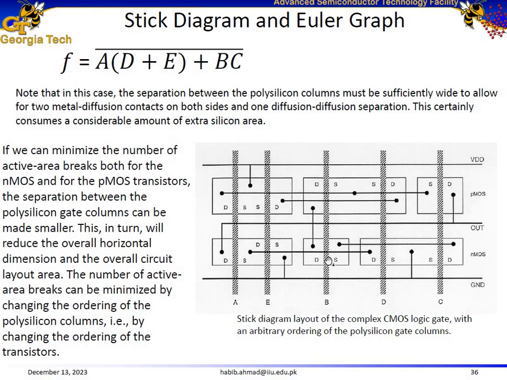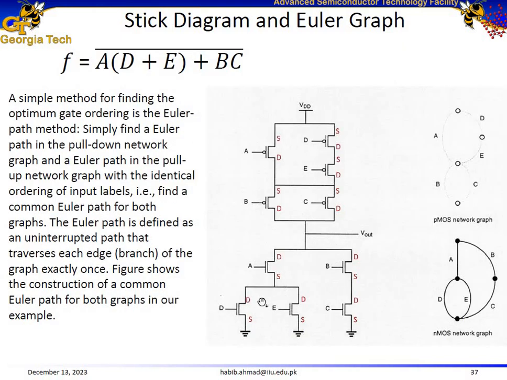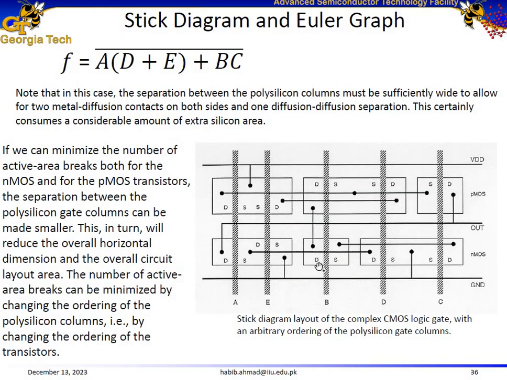D and E. The drains of D and E are connected together, so it means they are in parallel. And the combination of these two is connected to the source of A. So the combination of D and E are connected in series with A.